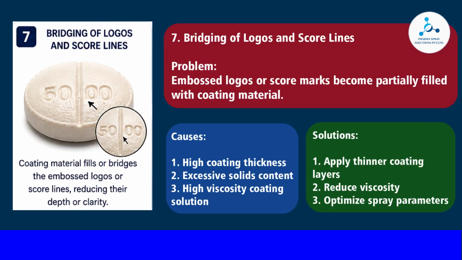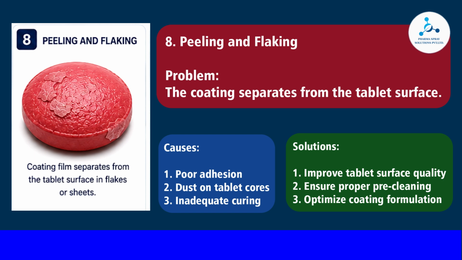Bridging of logos and score lines. In this, the embossed logos or score marks become partially filled with coating material. Peeling and flaking. The coating film gets separated from the tablet surface in flakes or sheets.